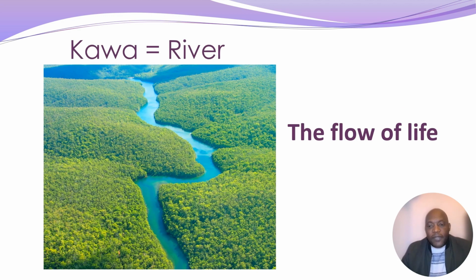So Kawa is a Japanese word which means river. So this model really is about the flow of life, with the river representing one's life. Now let's get into it.